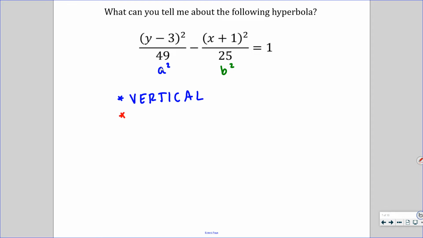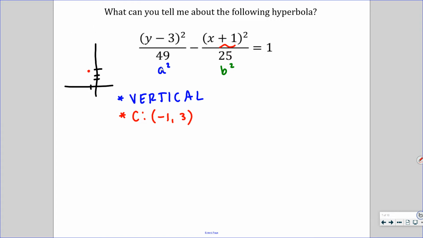With the center where? 3, nope. Negative 1, 3. Good. All right, I'm just going to draw a little sketch. It doesn't ask me to graph this, but what I know right now is that the center is at negative 1, 3, and I know it's going to open kind of like this, but I don't know how far. But I know it's a vertical type like that.